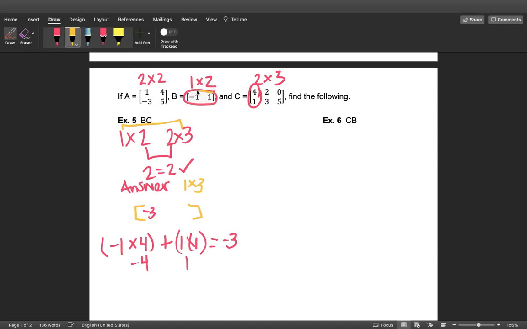Now I'm doing same row, second column. So -1 times 2 plus 1 times 3. -1 times 2 gives me a -2. 1 times 3 gives me 3. -2 plus 3, or you can say 3 minus 2, is going to give me 1.